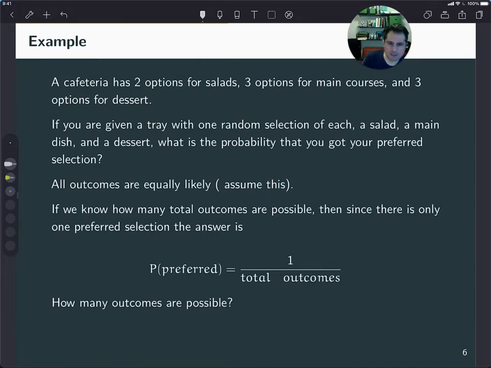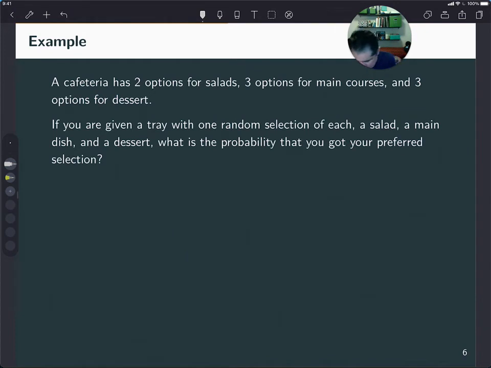So I'm going to call this a tree diagram. I have 2 options for salads, so I'm going to put green salad and Caesar salad. Then I'm going to represent the 3 main courses. I'm just going to write main dish 1, main dish 2, main dish 3, and then I'm going to have a main 1, main 2, and main 3 for the Caesar salad. And now I'm going to connect them with a line. This is going to be like a tree diagram.